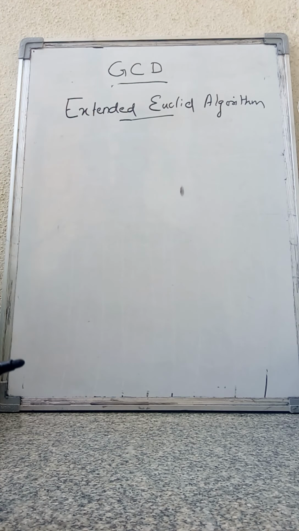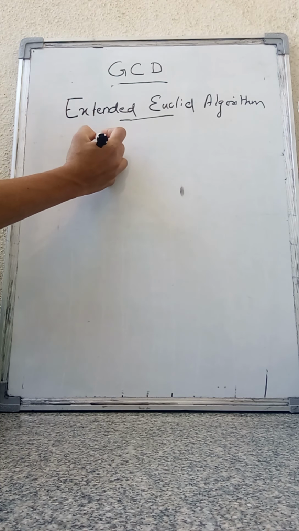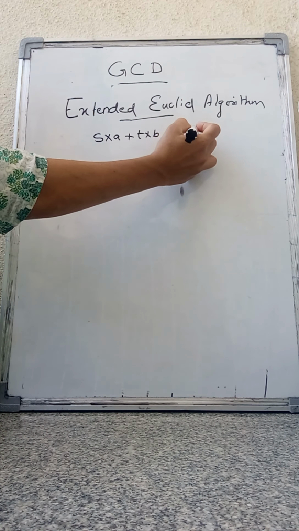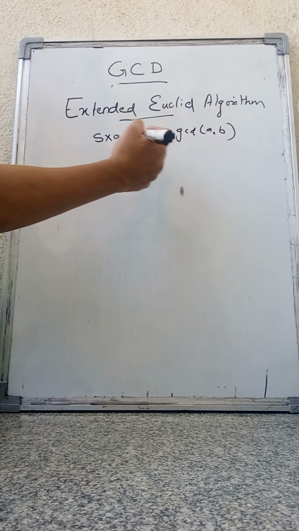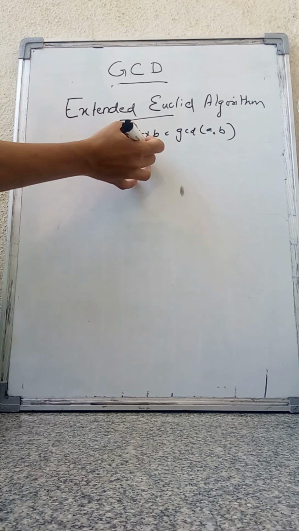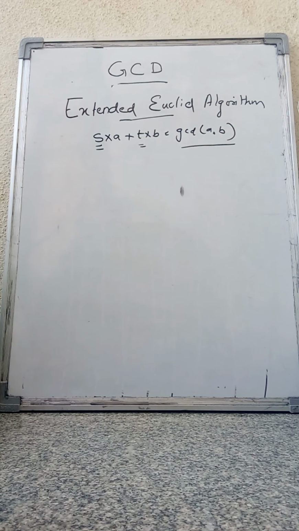Now we are going to discuss the extended Euclid algorithm. For any two integers a and b, s times a plus t times b is equal to the GCD of a and b. So by the extended Euclid algorithm, what we have to do is find s, t and the GCD of a and b. This algorithm is similar to the Euclid algorithm with a few additions.